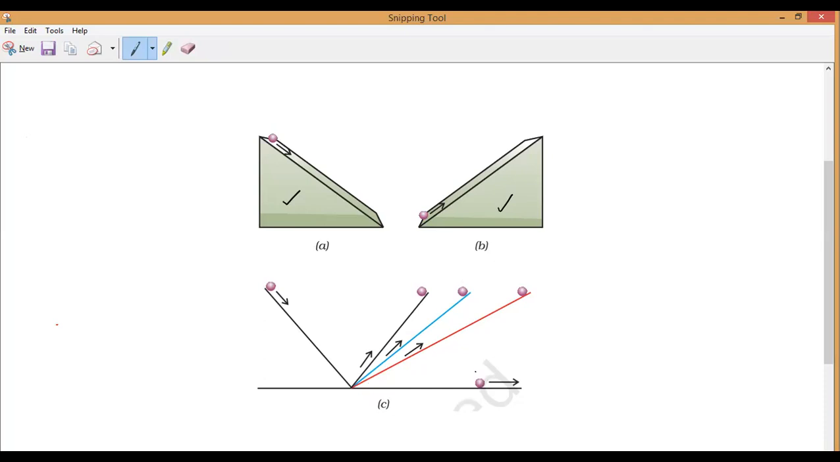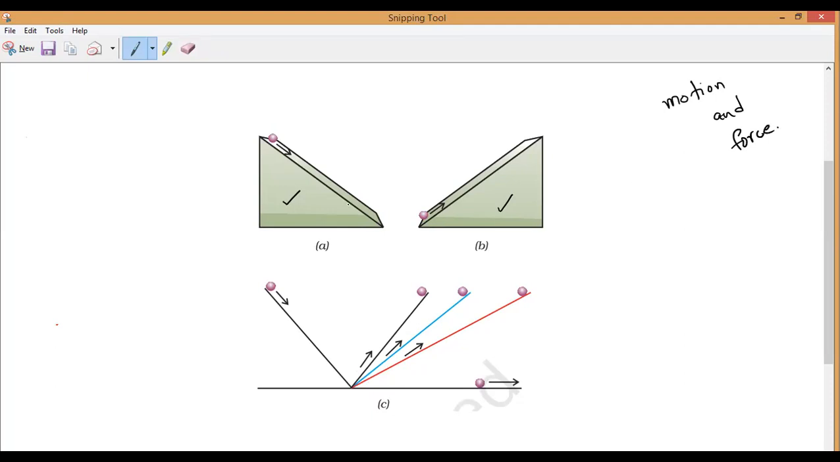Now, observe very carefully. Galileo is the first scientist, keep it in mind, all of you, who demonstrated the relationship between motion and force. What is that, guys? The relationship between motion and force, with the help of this experiment.